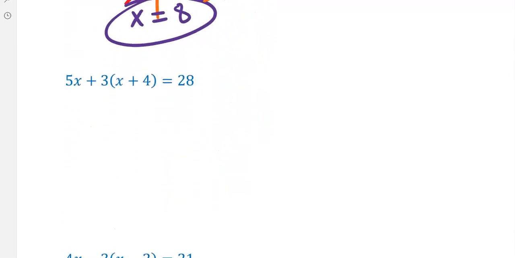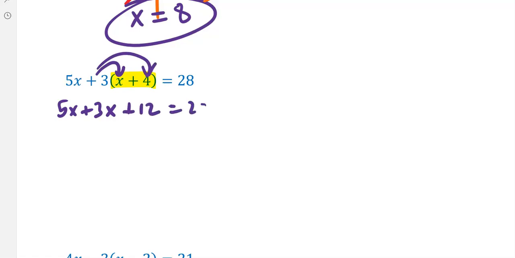Now in this one, you can see that we have some distribution that needs to happen. See the 3 outside the x plus 4? That means we have to distribute. So the 5x is just going to stay 5x. Positive 3 times positive x is 3x. Positive 3 times positive 4 is positive 12, equals 28.